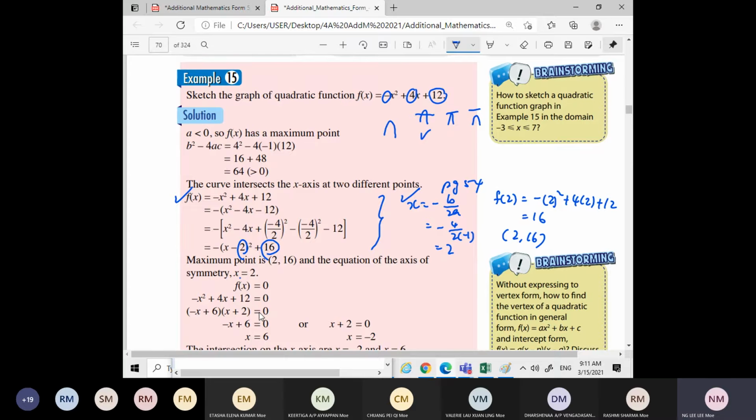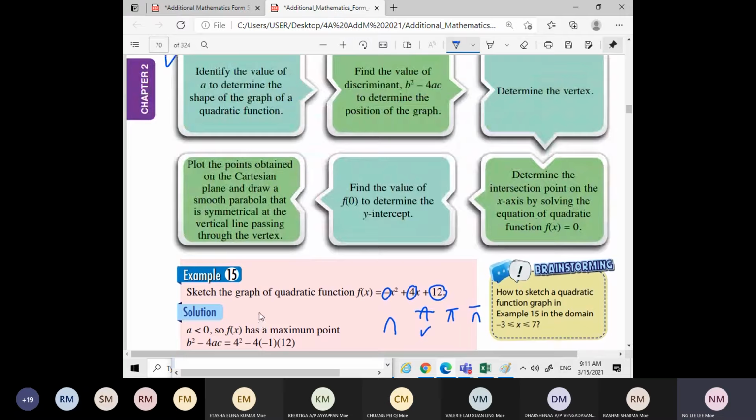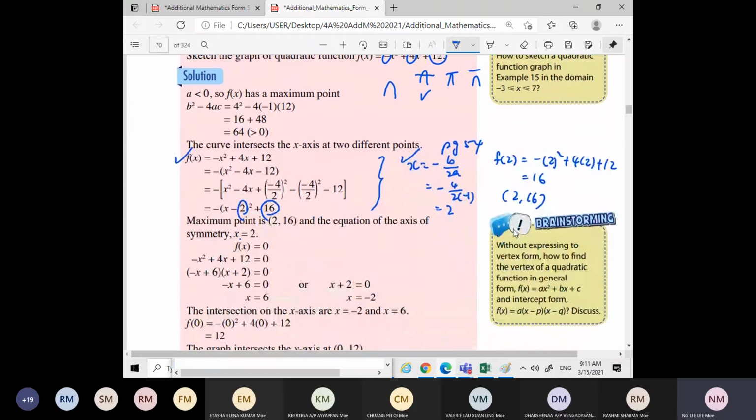Okay, this one I have settled for step number 3. Determine the vertex. Now we go to step number 4. Determine the intersection point on the x-axis by solving the equation of a quadratic function f(x) equal to 0. We want to find the x-intercept. To find the x-intercept, you have to let y equal 0. Y means the f(x). Let the f(x) equal 0. This is step number 4.